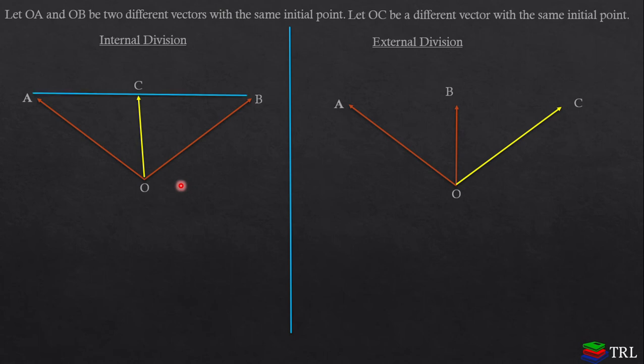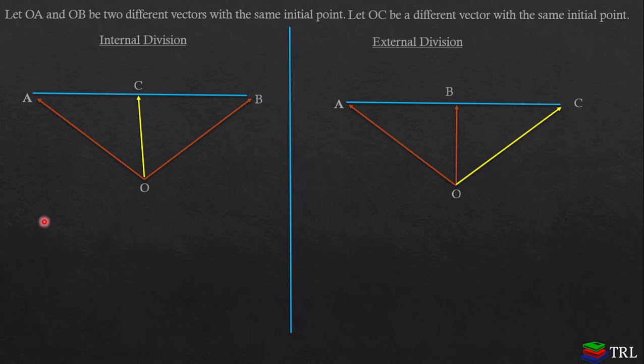Now clearly you can see that C divides the magnitude between the point A and the point B into two parts, and is done internally, whereas in the external division section we realize C divides the point A and the point B into two parts but externally.